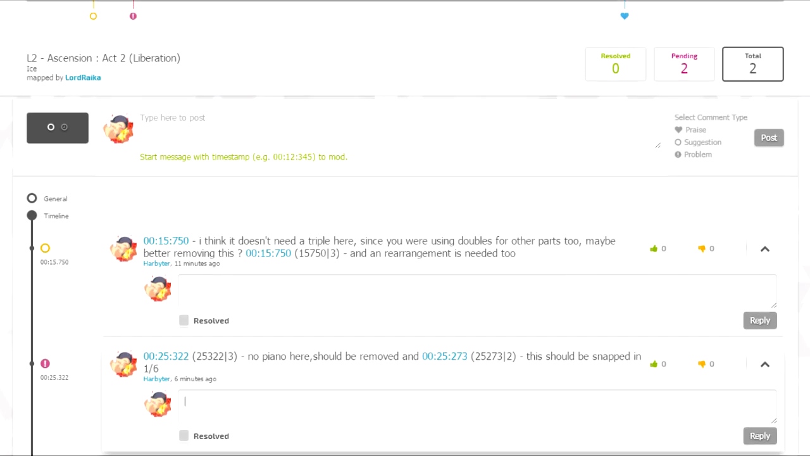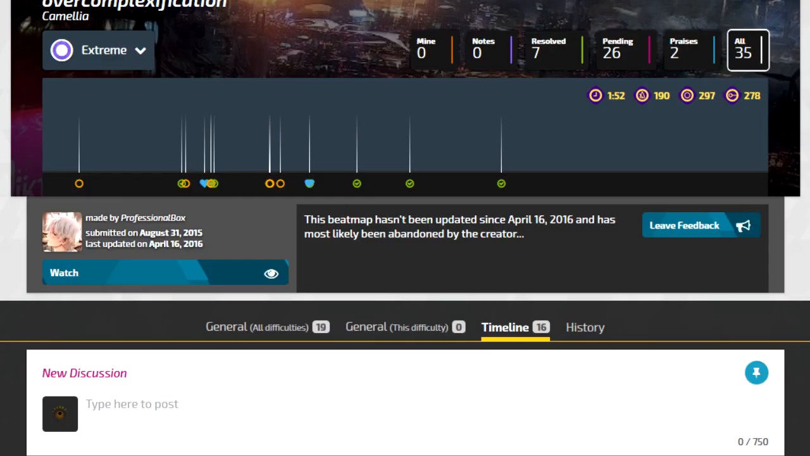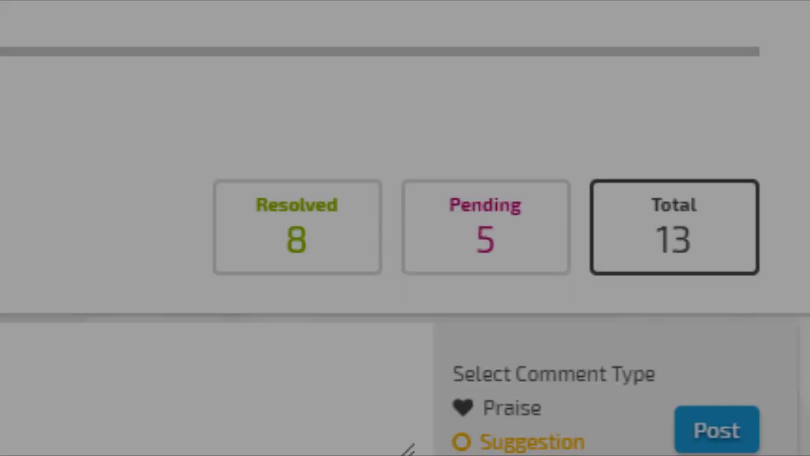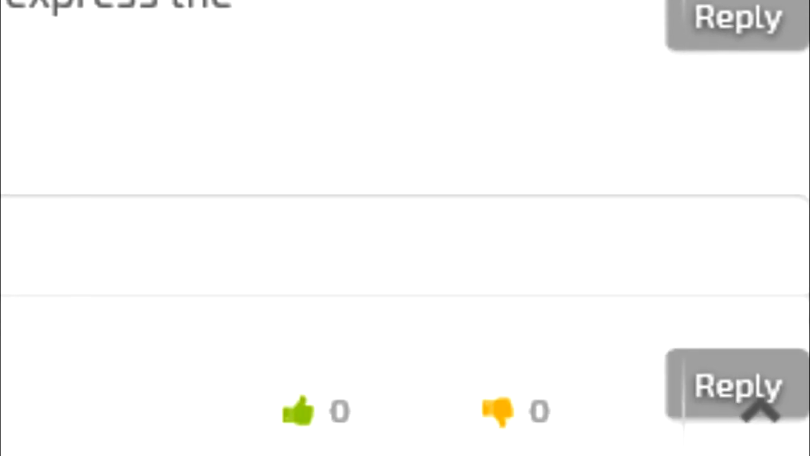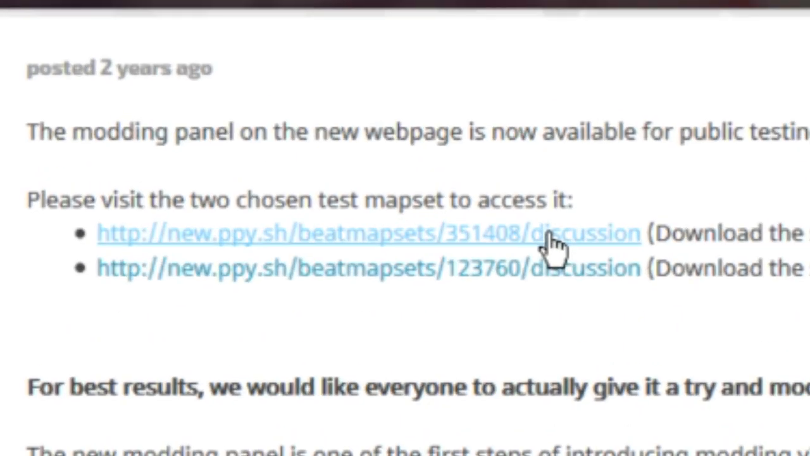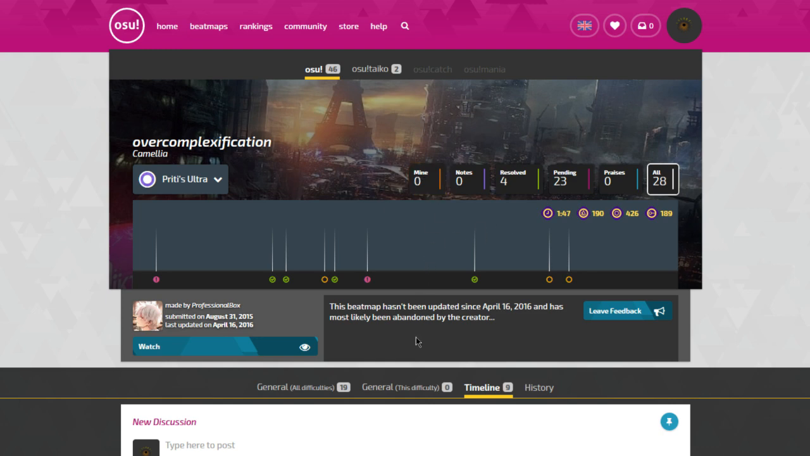Through these old screenshots, you can see something that resembles the modding discussion panel we know today. It's got a fancy yet still bare-bones aesthetic, a timeline at the top, post-sorting, and a voting system. Testing was handled the same as before. Two map sets were chosen for users to mod as they would normally, only through the new system, and that revealed just how much was missing.